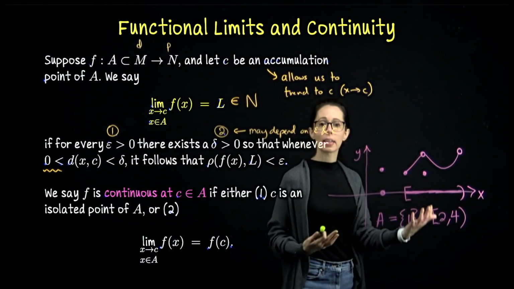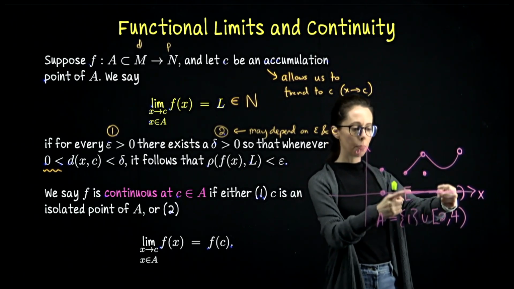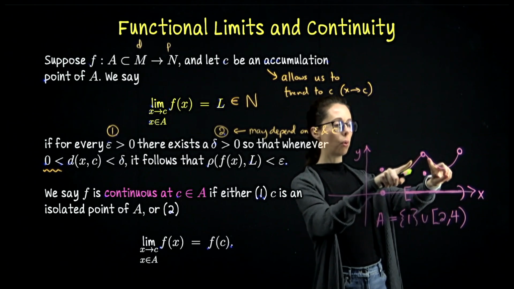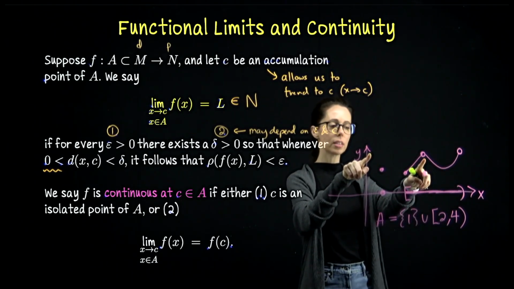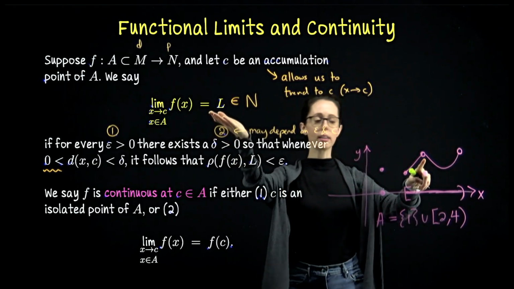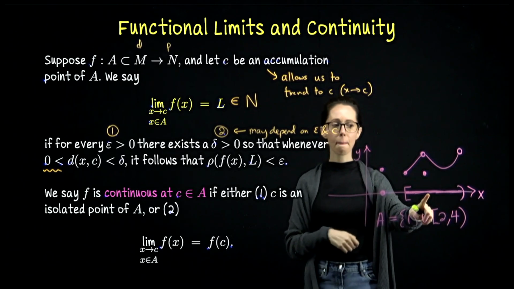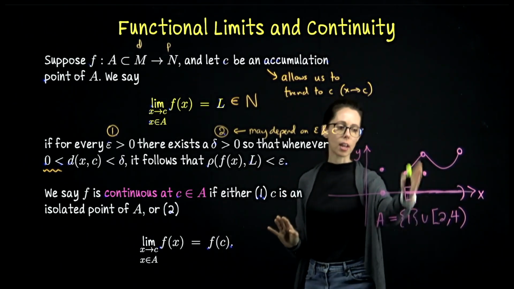the functional limit exists. So this point in the domain is an accumulation point. We can approach it. And as we approach this point, we are tending to this y value. So whatever this value is, that is the limit of the function as points in the domain get closer and closer to this point. However, this is not the value of the function at the point, so this function is not continuous right here.